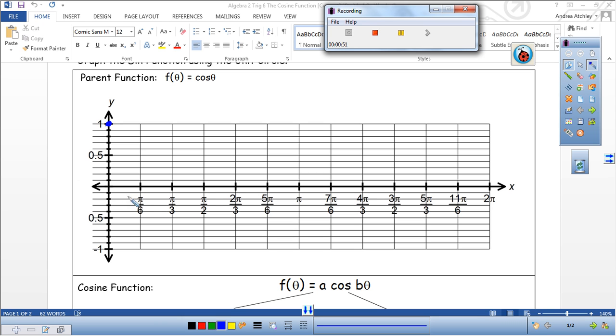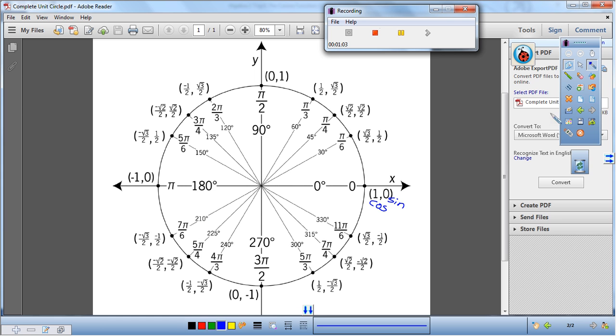Then we go back to our unit circle at pi over 6, and we find the cosine of pi over 6. So at pi over 6, the cosine is really square root of 3 over 2. And when we plug that into our calculator, we got 0.866. Any questions?